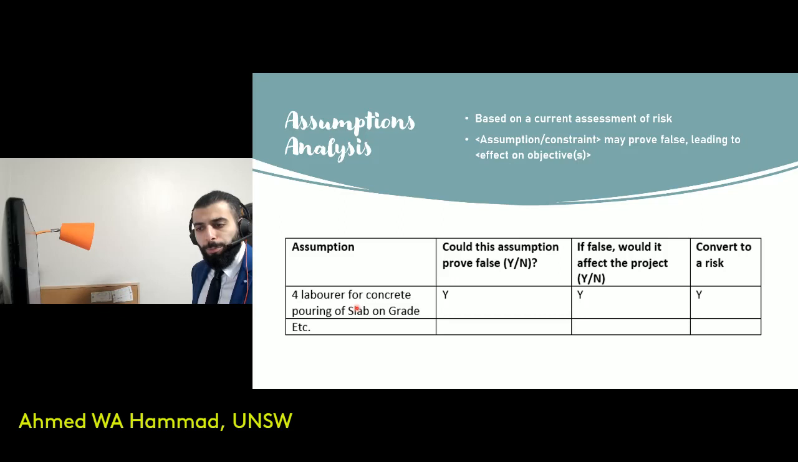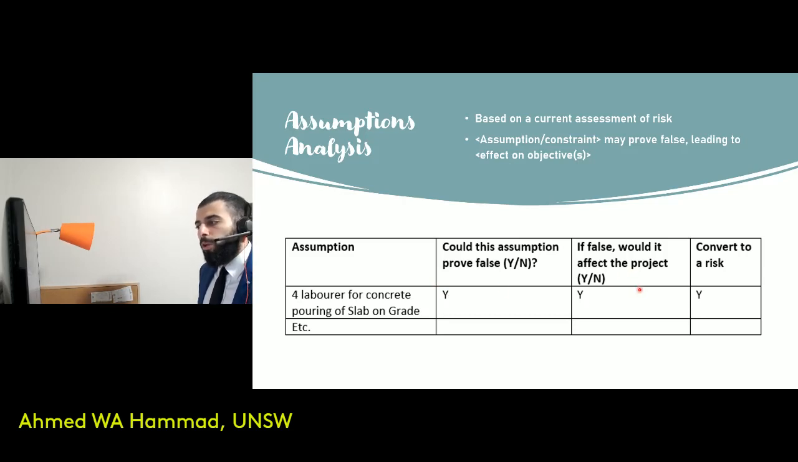In one of the projects, for instance, I created this table, and one of the assumptions was that 4 laborers would rock up on a construction site for concrete pouring of the slab on grade. Now, that's the assumption that I had. Could the assumption in this column prove to be false? There is a possibility in that instance of a project. There was that possibility of the assumption proving false, and that's why I have a yes over here.